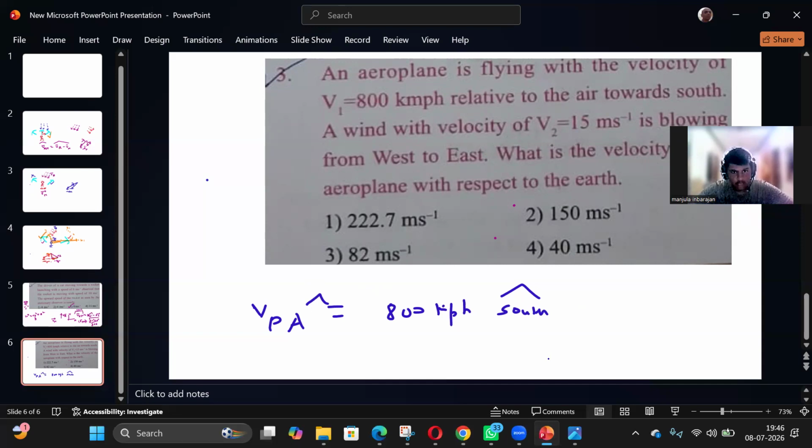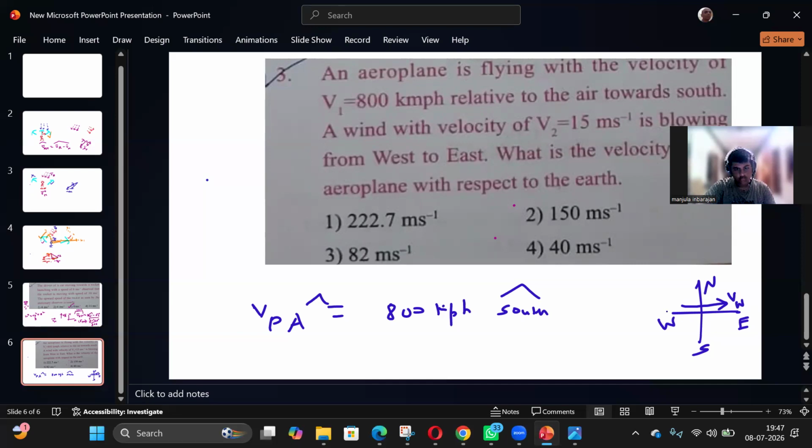The velocity of air: the wind is blowing from east to west. So draw a small figure. East is always towards right, west is on the left side, north is up, south is down. So the wind is blowing from east to west. So this is the direction of the wind.